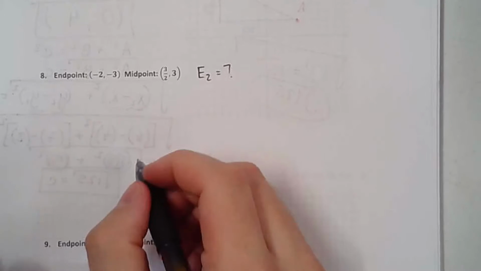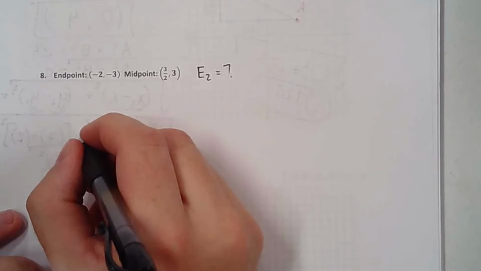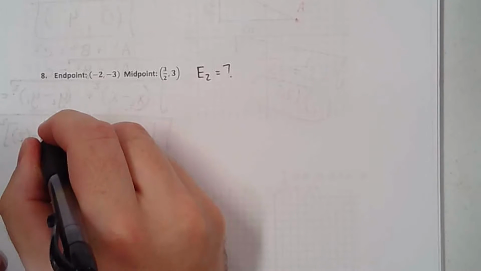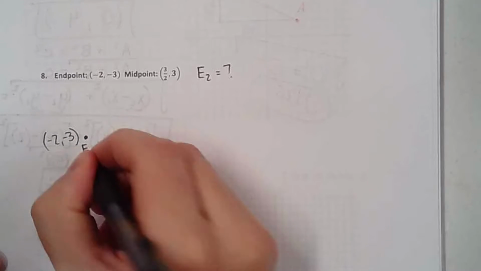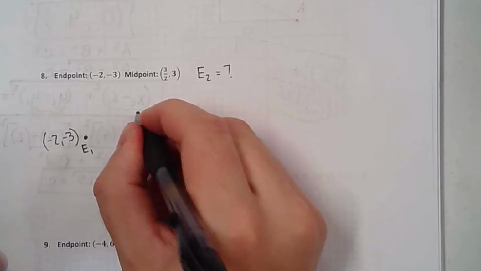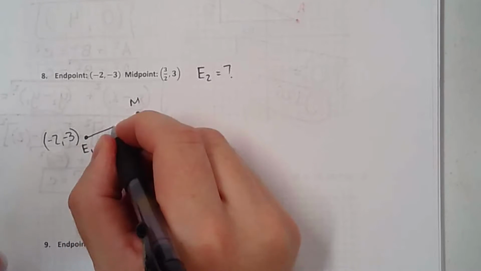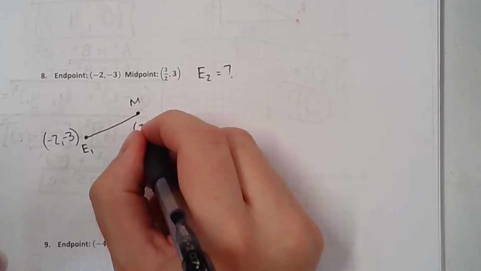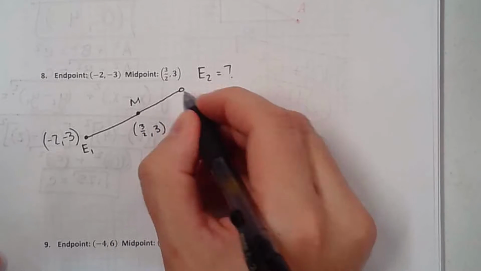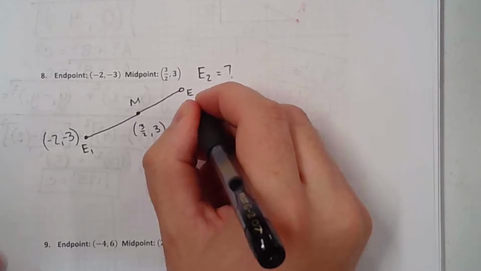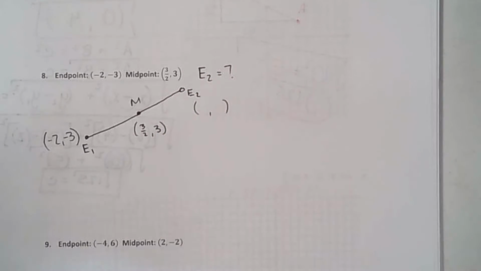We do know one of the endpoints, (-2, -3). I'm going to put that here. Kind of draw a little diagram. That's endpoint number 1. And then our midpoint, not the endpoint, but the midpoint is at (3/2, 3). And so our endpoint number 2 is over here, and we don't know what that is. That's what we're looking for.